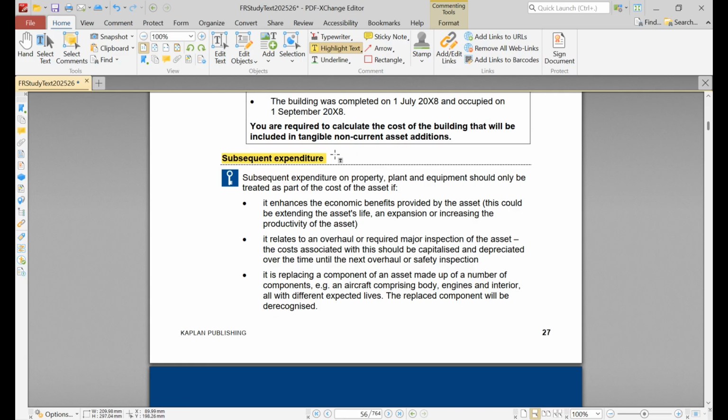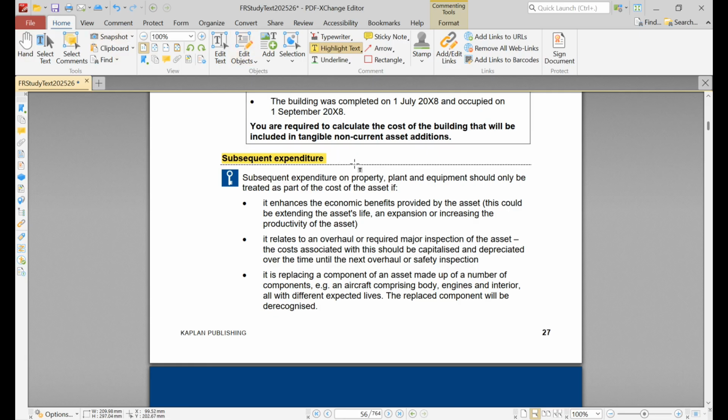Now, what is the criteria for it to be capitalized? In simple words, any cost that was incurred subsequently should increase the productivity of the asset or enhance the asset in some way. That enhancement can be in the form of an increase in the useful life of the asset, or maybe you're expanding the asset. It should enhance the productivity or efficiency, and the asset should not be in the same condition or at the same productivity level as it was before incurring the expenditure.